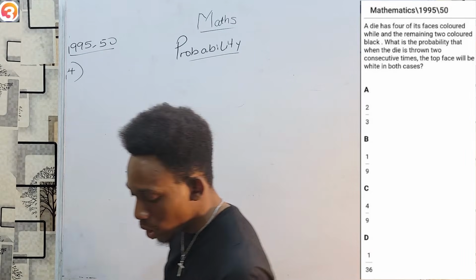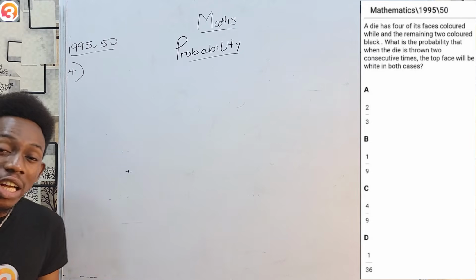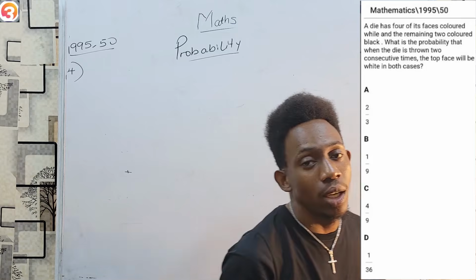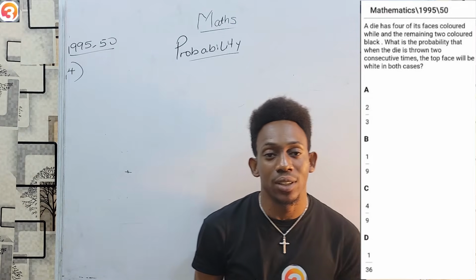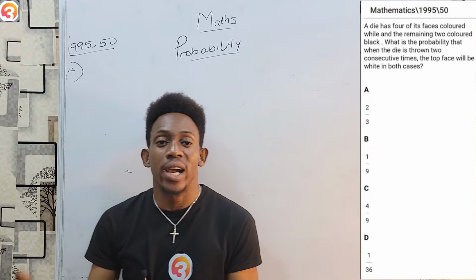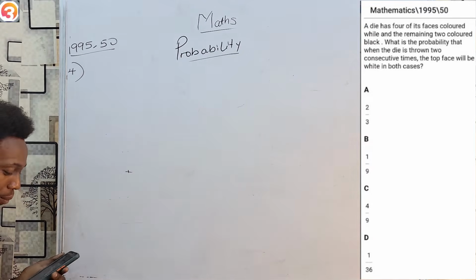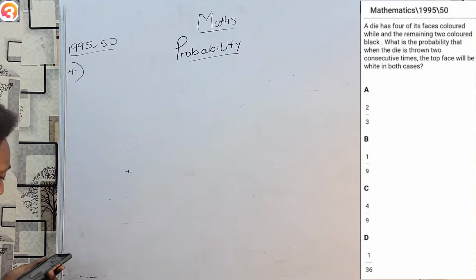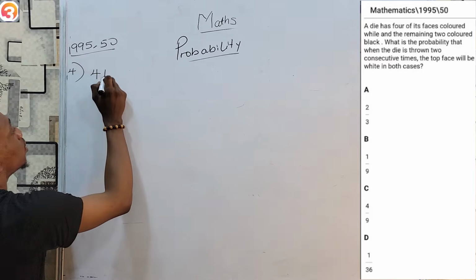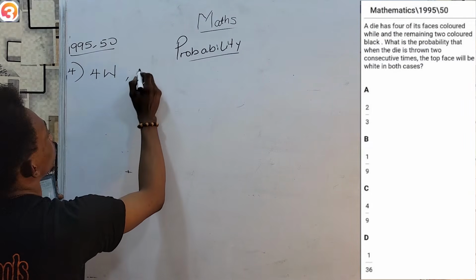This one says, a die. I have not said, a die is the singular of dice. You have one die, two dice, and each die has 6 faces. If you play Ludo, you'd have seen that. 1, 2, 3, 4, 5, and 6 faces is a cube. Okay, so a die has 4 of its faces colored white. That means 4 of the faces are white, and the remaining 2 colored black.